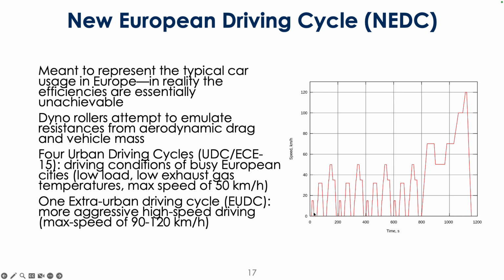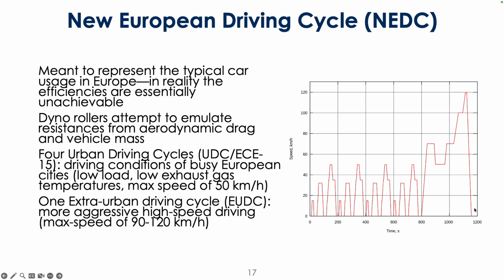And so they have these 4 urban driving cycles. These individual little speed traces here are the standardized UDC/ECE. That's the name for these parts of the cycle. They are low load, low exhaust gas temperatures, max speed of 50 kilometers per hour. And then at the end, you have this extra urban driving cycle that's more aggressive.